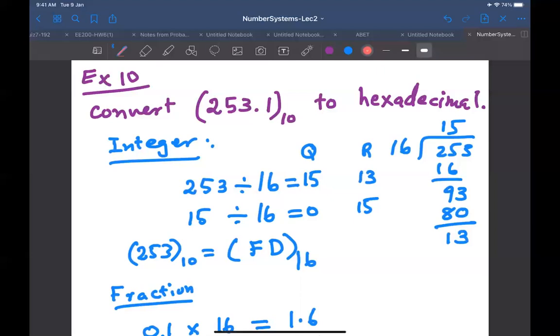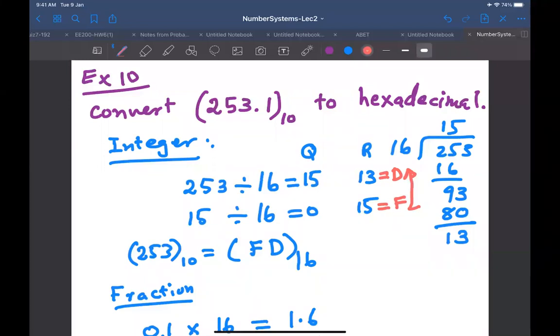So we start with the integer. We convert 253 to hexadecimal by dividing. 253 divided by 16 is equal to 15 with a remainder of 13. And then we take the 15 and divide it by 16 to get a 0 with a remainder of 15. So 13 is D and 15 is F. So we collect the digits this way in the case of an integer.